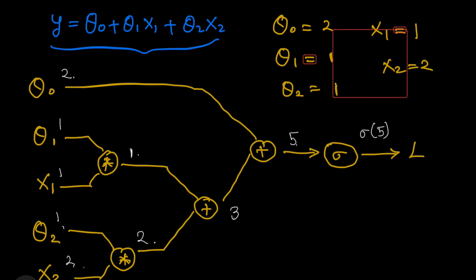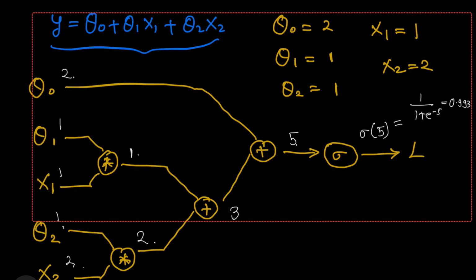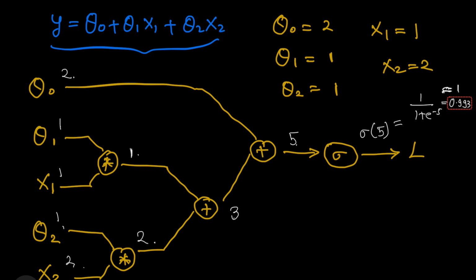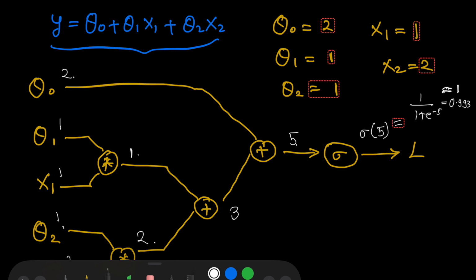With that in mind, what is sigma of 5? Well, it is 1 upon 1 plus e to the power negative 5. If you do this, it turns out 0.993 something. It is very close to 1, so let's just imagine that it is 1, rounded up, so that we don't waste much time here. After we did that, let's now do the job of the gradient.